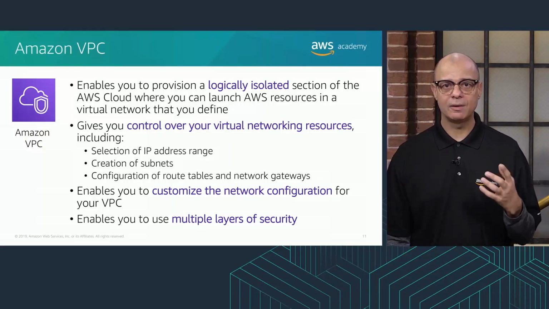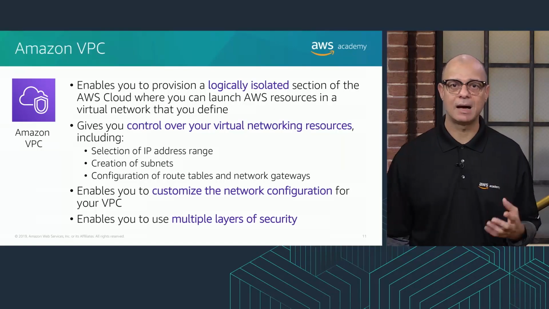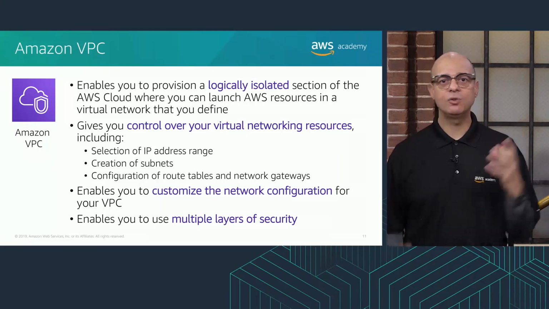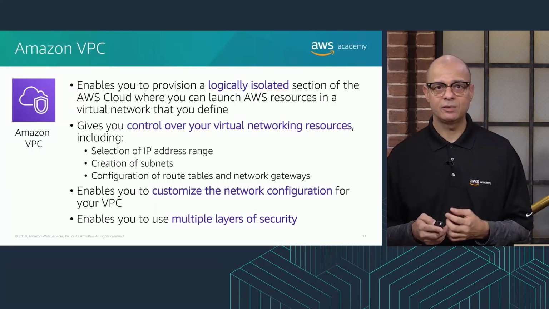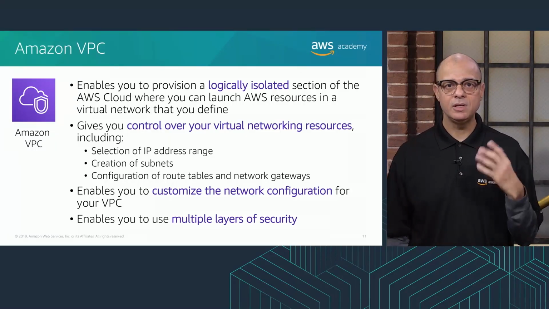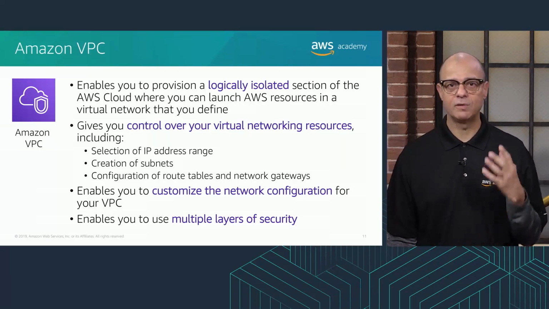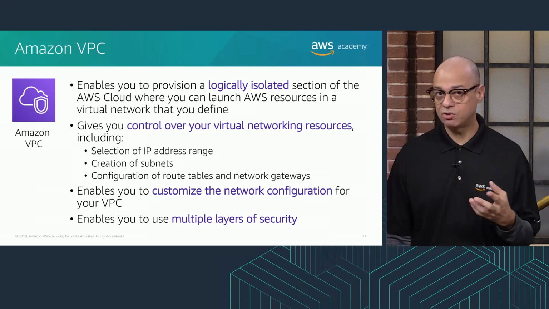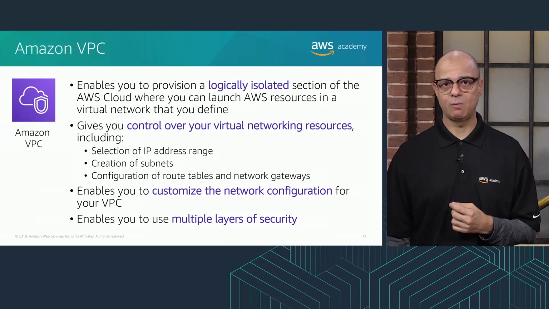Amazon Virtual Private Cloud is a service that lets you provision a logically isolated section of the AWS cloud called a VPC. It is your very own private space in the AWS cloud. You launch virtual machines and other resources inside of a VPC. Amazon VPC gives you control over your virtual networking resources, including the selection of your own IP address range, the creation of subnets, the configuration of route tables, and the creation of network gateways.